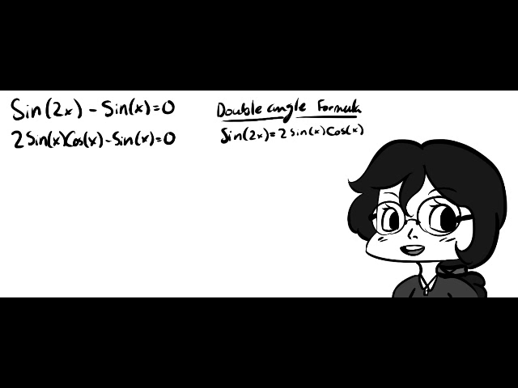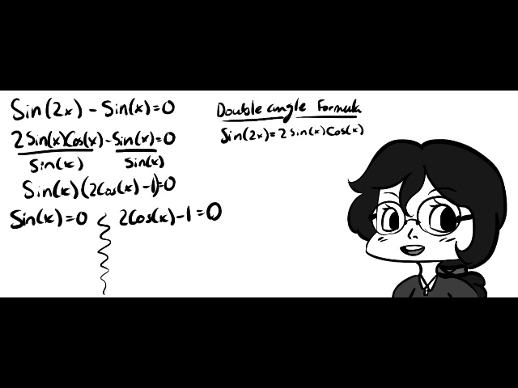Sine 2x minus sine x is equal to 0. According to the double angle formula, sine 2x equals 2 sine x cosine x. So you will change the equation to 2 sine x cosine x minus sine x is equal to 0. Factor out sine x on each side of the minus, so that you result with sine x times 2 cosine x minus 1 is equal to 0. Separate sine x from the parentheses and set both equal to 0. Solve for both. Sine x equals 0. 2 cosine x minus 1 is equal to 0.